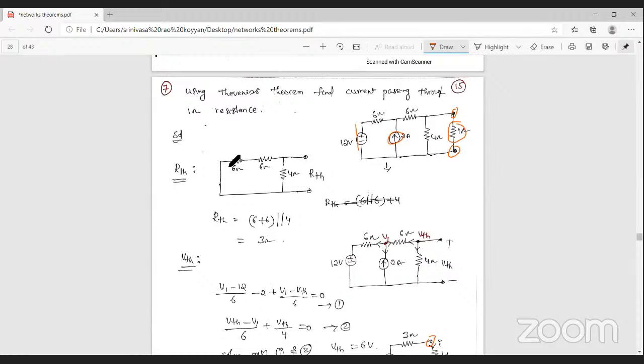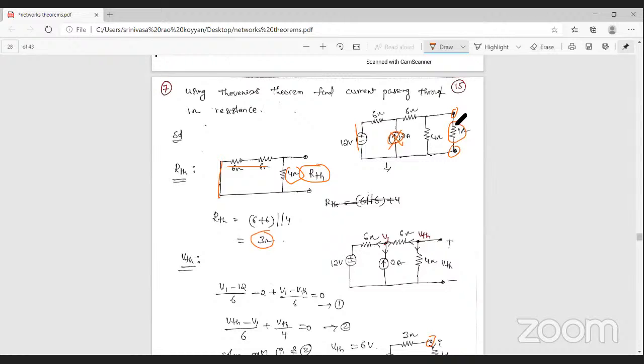Then you get short circuit and open circuit, that's why here the current source is 0, plus this 4 ohm, this 4 ohm same. Then you can find the Thevenin's resistance is equal to 6 plus 6 in parallel with 4, that is 3 ohm resistance.